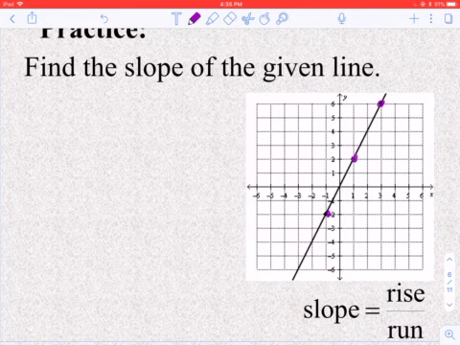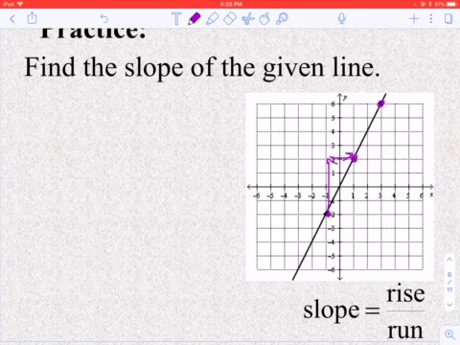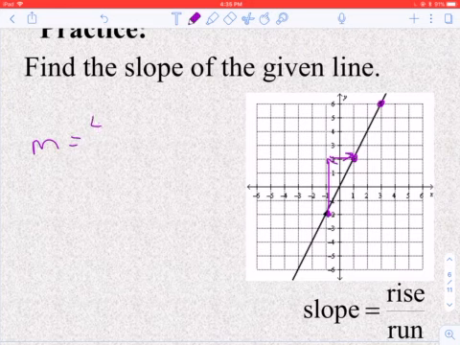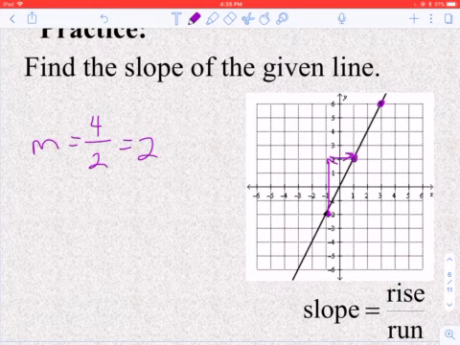Now it doesn't matter which 2 points I go to. So if I just go how far up, how far over? I went up 1, 2, 3, 4. So my slope is 4 over, and I went over 1, 2, 4 over 2. So my slope is 2.